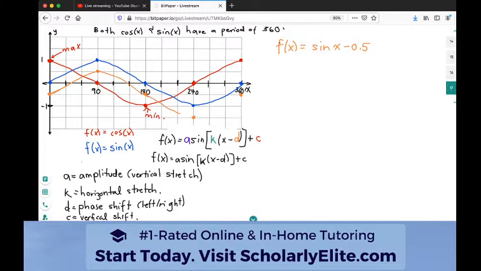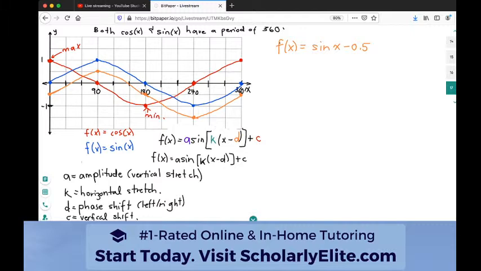Okay, not a perfect line drawer, but we all know that. So as you can see, it's the exact same shape as the blue, which is the normal sine graph, but it's been shifted downwards by a factor of 0.5. This is very important to recall as you're working on stuff.